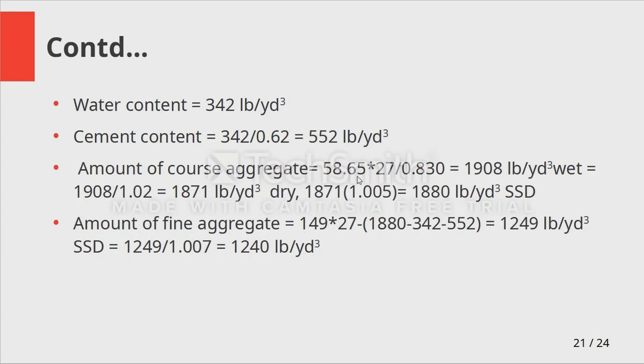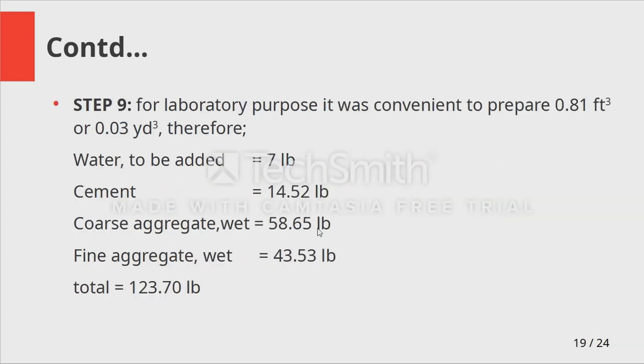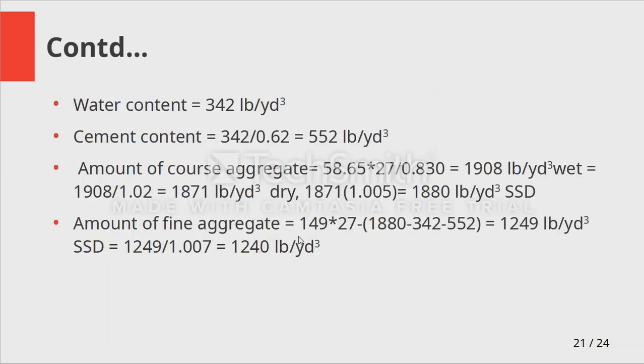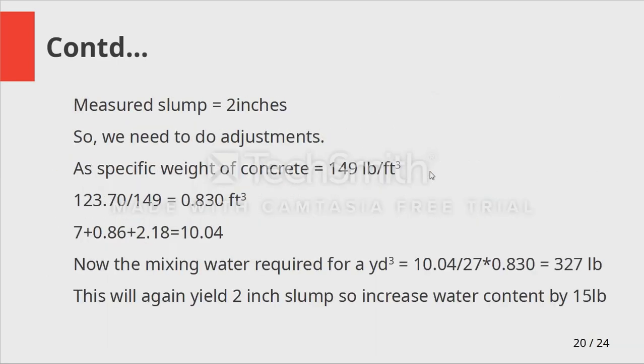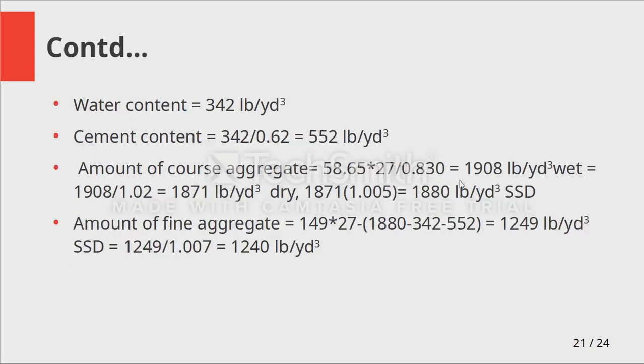Multiply this 58.65, which comes from over here, with 27, and divide it by 0.830, which comes from here. So you will get this value of 1908, which will be the wet weight.